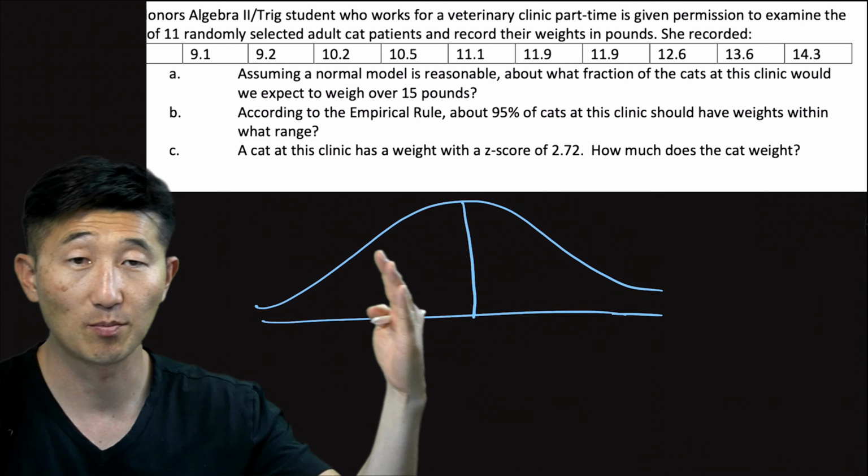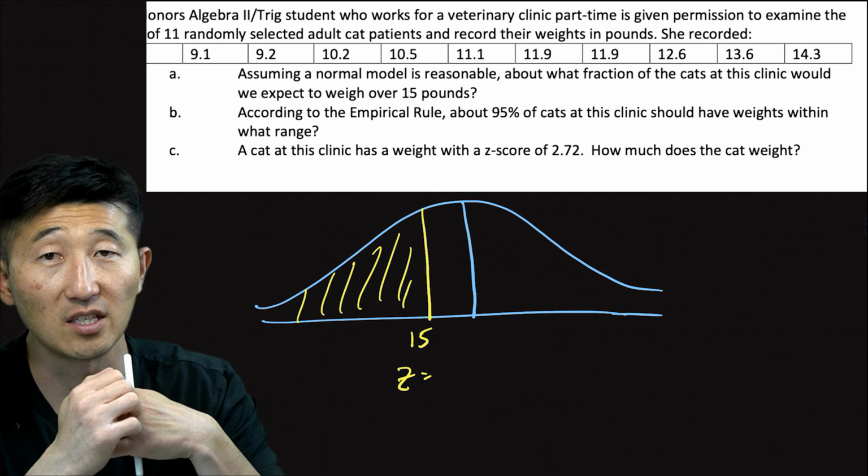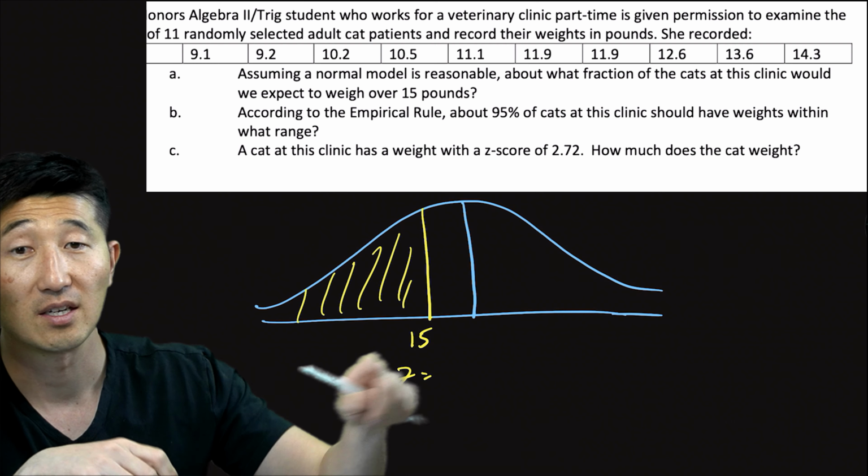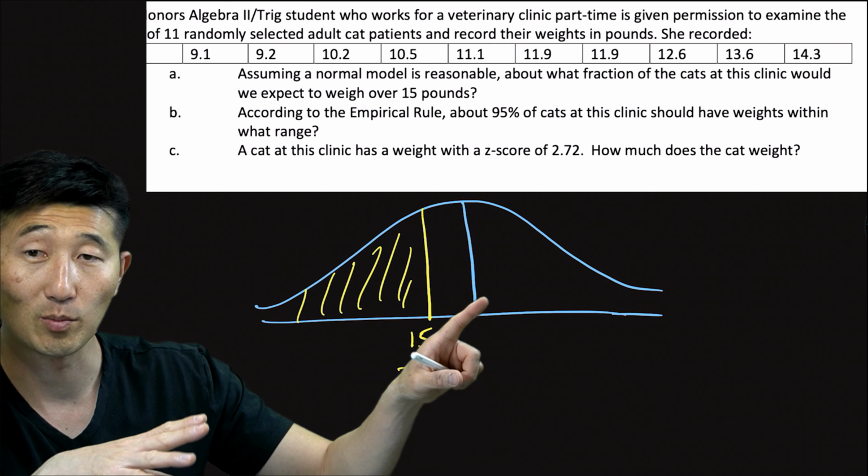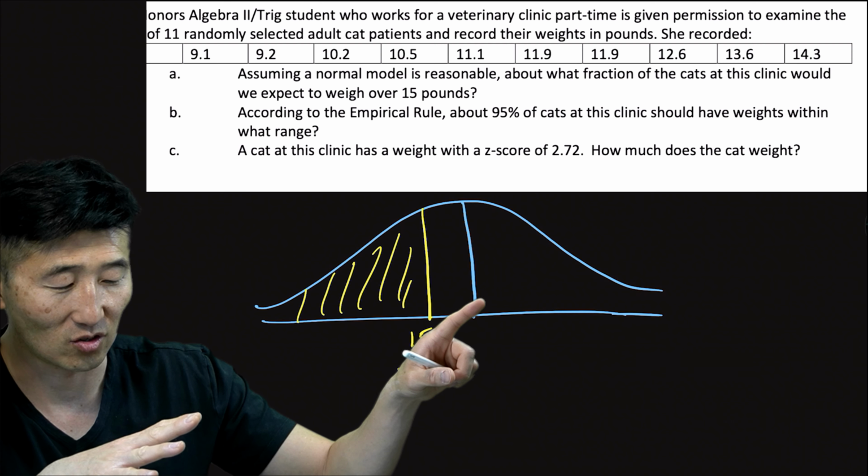Let's imagine that 15 happens to be below the mean. Now we have to find the z-score, because where it's on the graph, look at the chart, and we'll figure out what percentage of cats are 15 pounds and below. Once we figure out this percentage, we subtract it from 1 to get the other side. That's all the cats that weigh over 15 pounds. They're obese. They're obese felines. They need to go on a diet. Nobody talks about body shaming cat fatness, right?